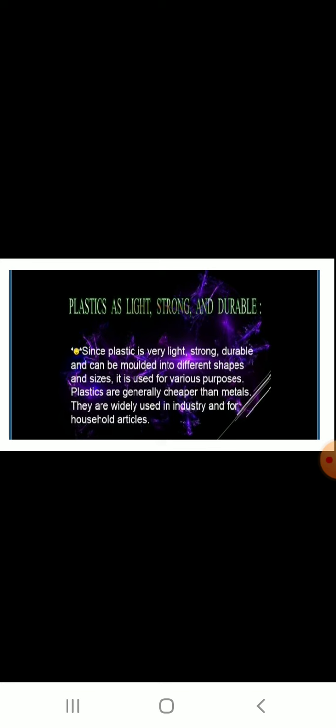Plastic as light, strong, and durable. So as you know, plastic is lightweight. Compared to a metal container, it is definitely lightweight, and strong enough. It has strength, as I told you, and it is durable. You can use it for a longer period of time. That is durability. Since plastic is very light, strong, and durable, it can be molded into different shapes and sizes. It is used for various purposes.